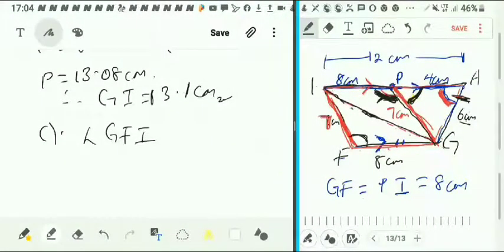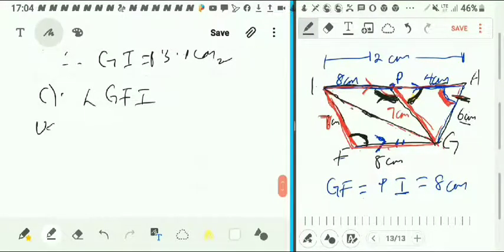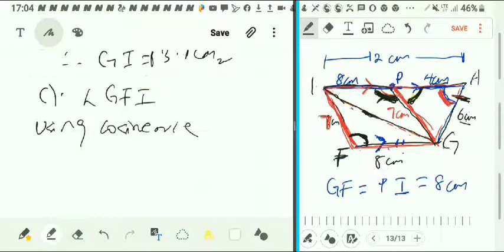GFI, that's this angle here. Okay, we use the cosine rule. Three sides are given. This side is given, this side is given, and we just want this side now. So using the cosine rule, it's as if we're looking for side f, small f here, small f here.